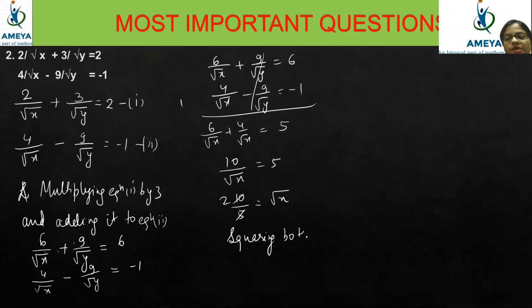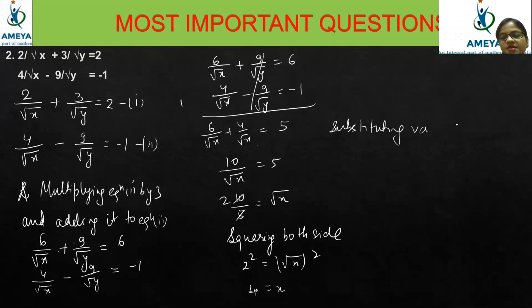Once you square both sides, this one will become 2 square and this one will become root x whole square. So root x whole square will become x and this one will become 4. So now you got x value as 4. Now substitute the value of x, x is equal to 4, in equation 1.